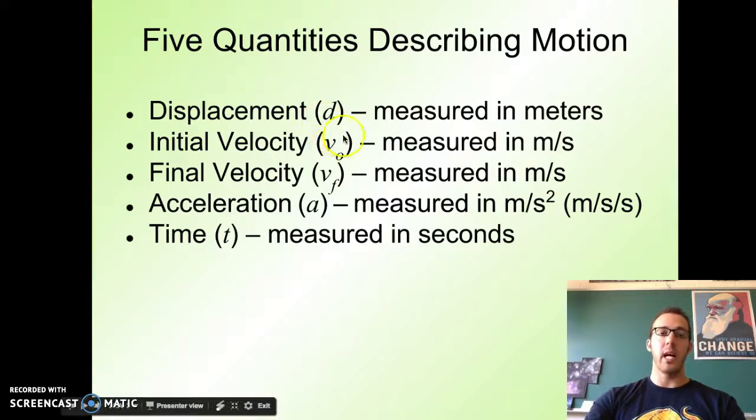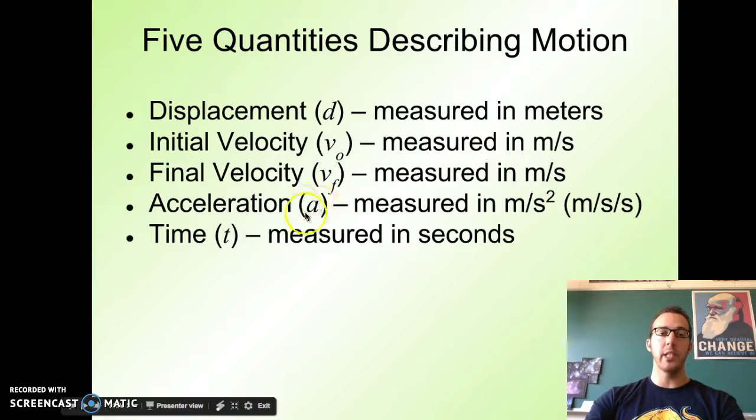We have initial velocity with a V with a little 0 next to it. That's what the symbol will be when you see it in equations. That just means velocity at time 0, pronounced V0, so the velocity at the beginning of the problem. This is measured in meters per second. Final velocity is V with a little F next to it, for the velocity at the final time that you're looking at, also measured in meters per second.